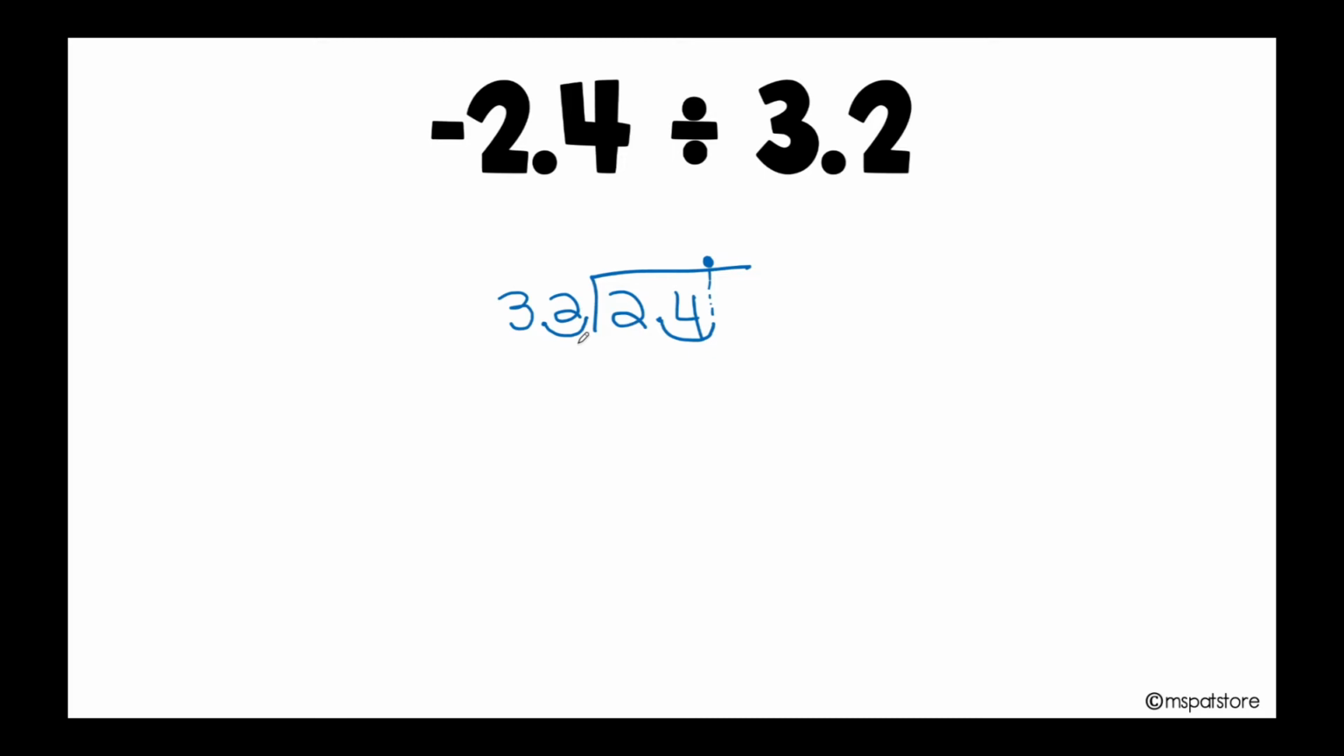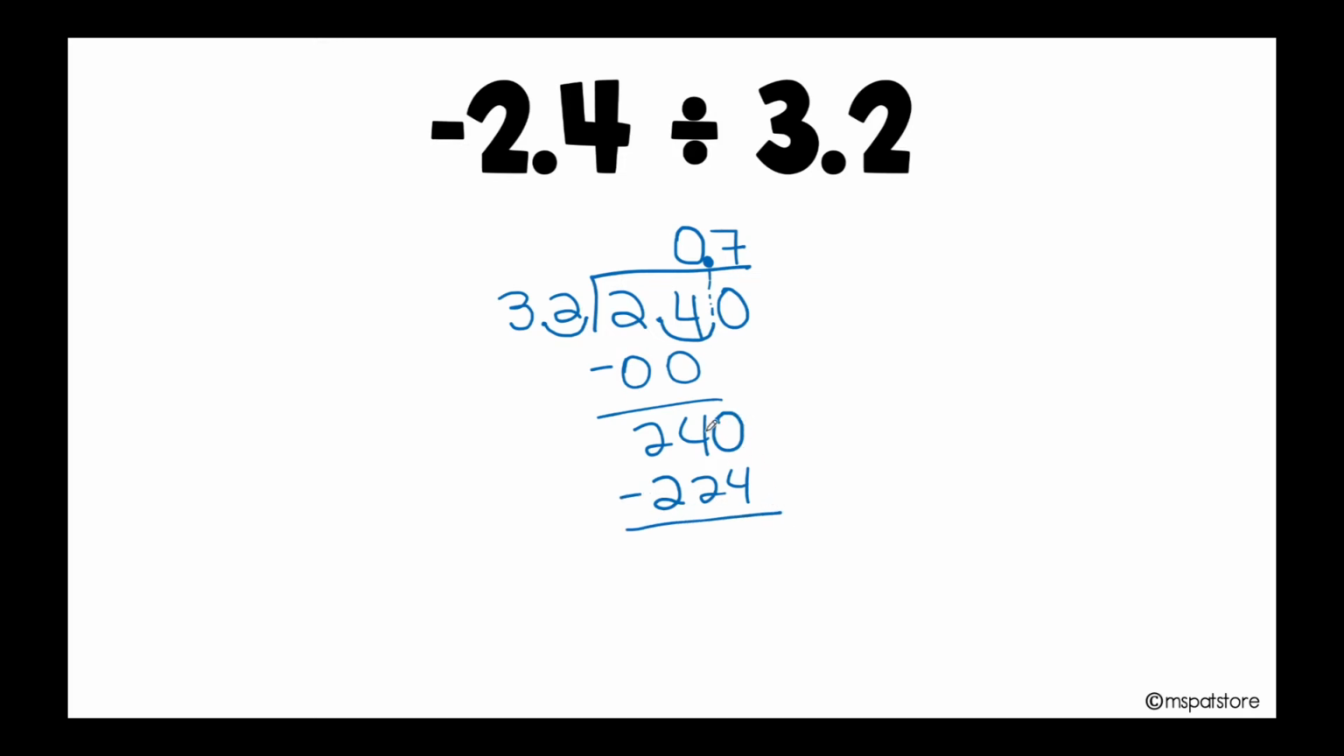Actually, 32 fits 0 times into 24. So I'm going to put a 0 here. 24 minus 0, which is 24. Now I'm going to bring down my invisible 0 that is right here. So now I have 240. And 32 fits into 240 7 times because 32 times 7 is equal to 224. Now I'm ready to subtract.